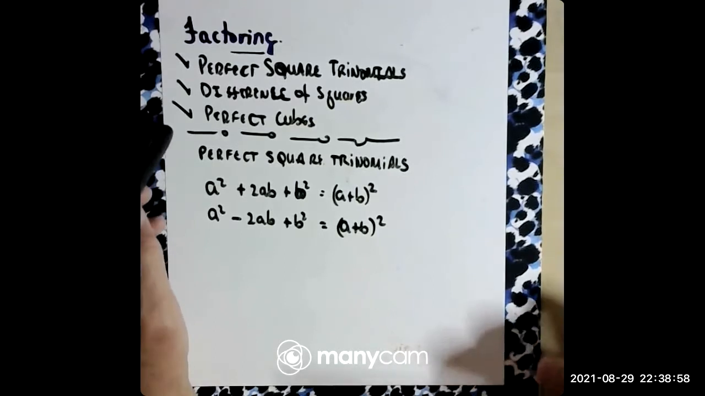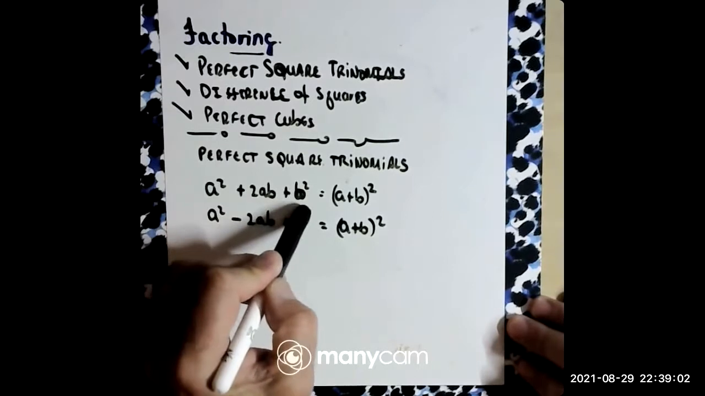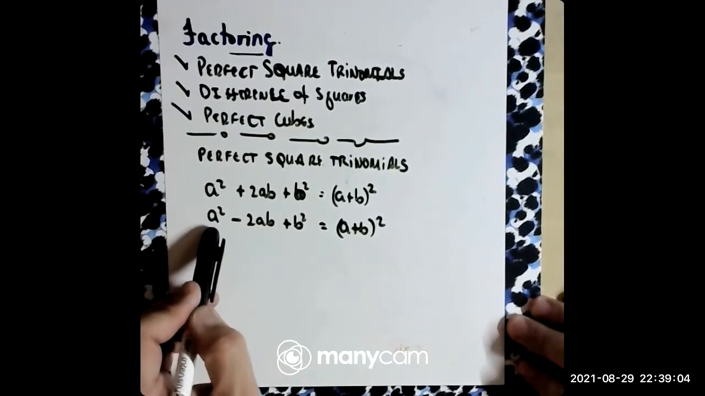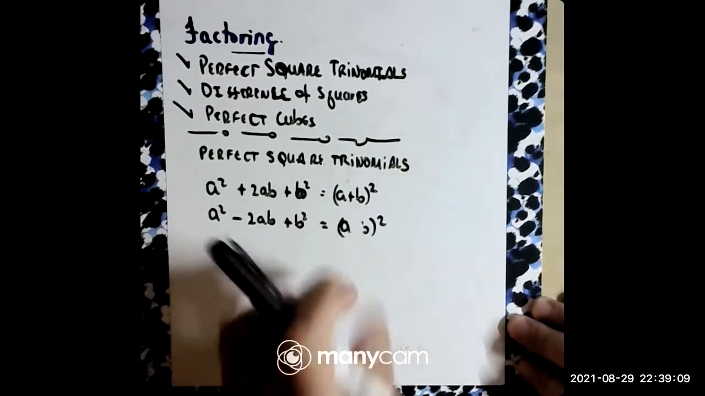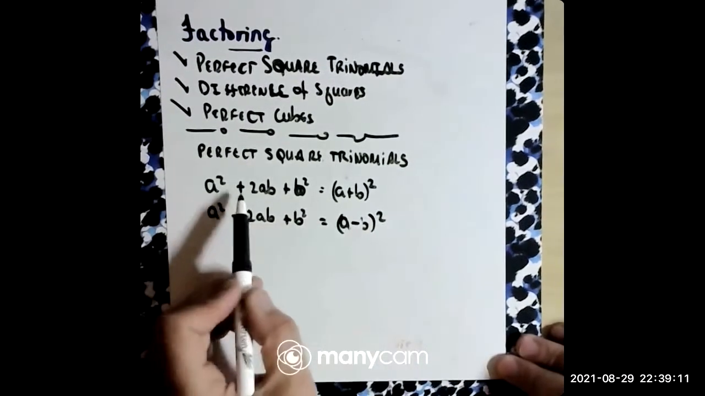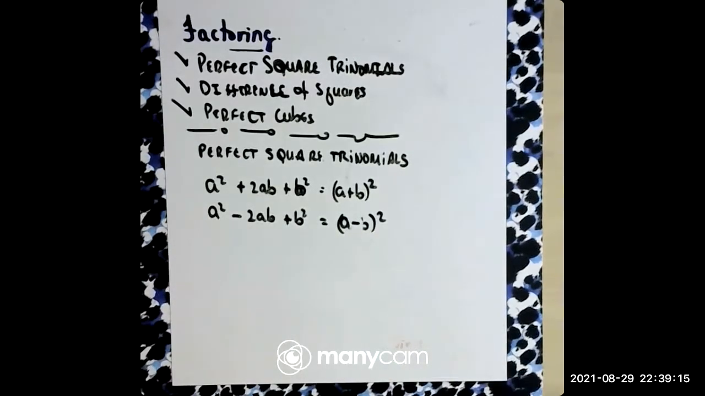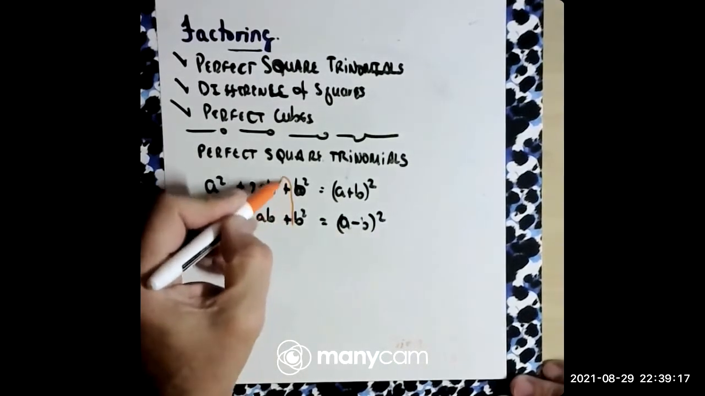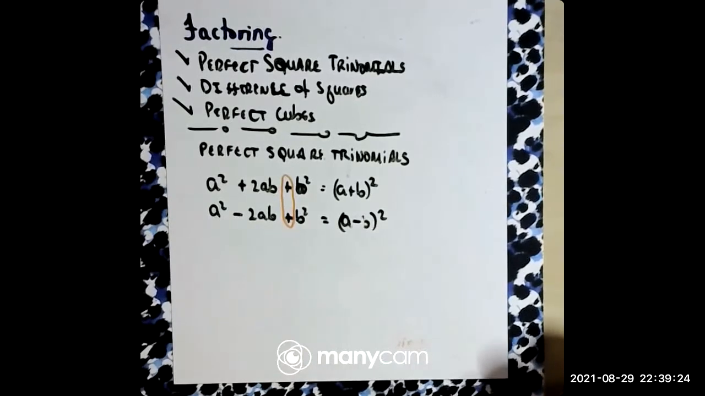The important thing is to recognize the pattern. A squared plus 2ab plus b squared, and a squared minus 2ab plus b squared. If it's plus, this will be plus, minus, minus here. Important, folks, b squared is always positive. If you see a negative b squared, this is not a perfect square trinomial.